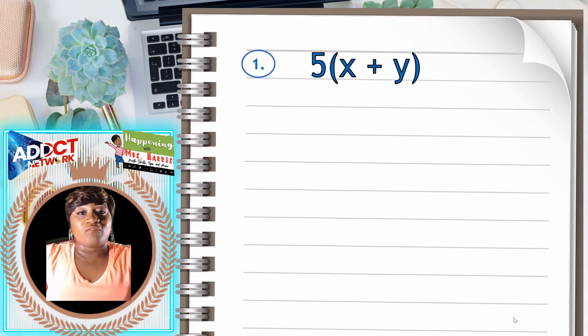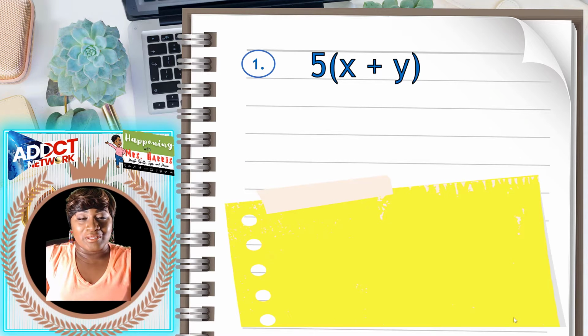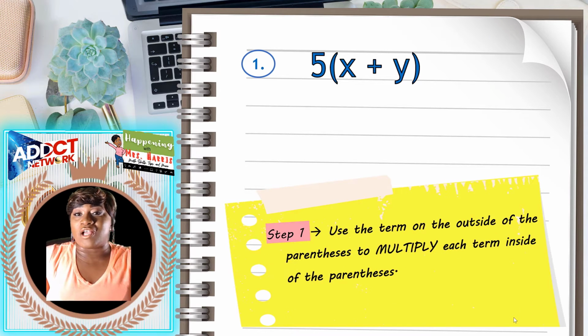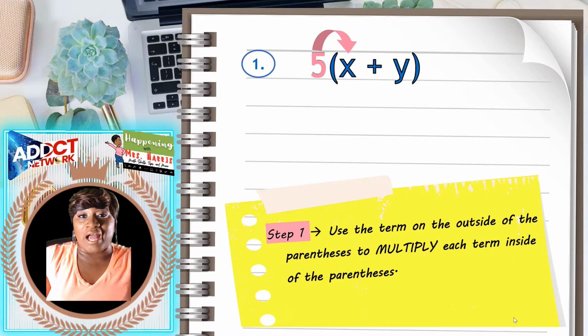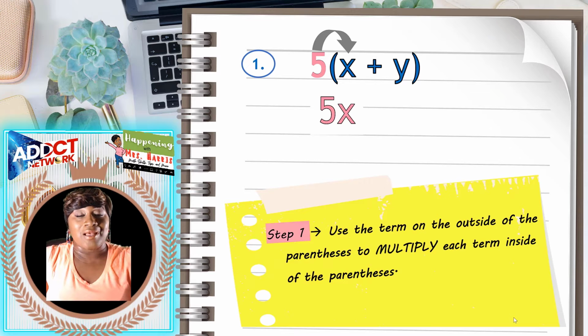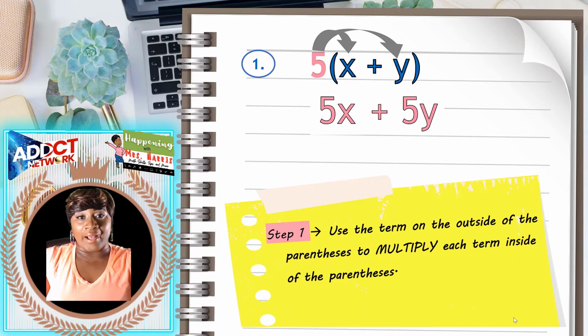Example 1. 5 times the sum of x plus y. First, we will use the term outside of the parentheses, which is 5, to multiply times both terms inside of the parentheses, which are x and positive y. So first we'll multiply 5 times x, and we know that 5 times x is 5x. Then we'll multiply 5 times positive y, which will give us positive 5y.